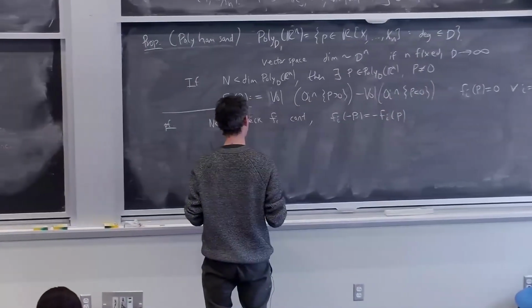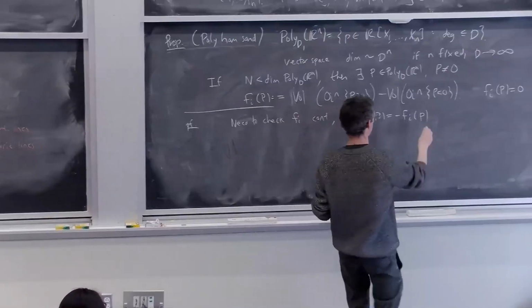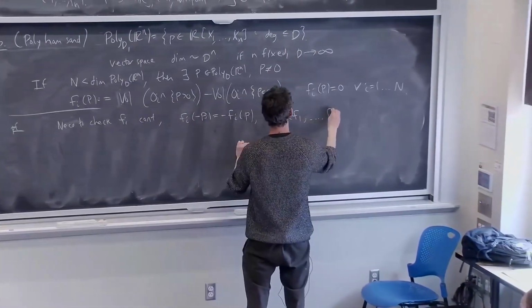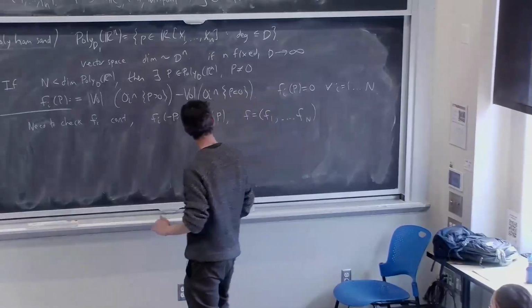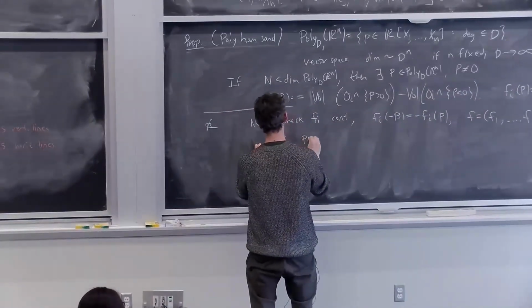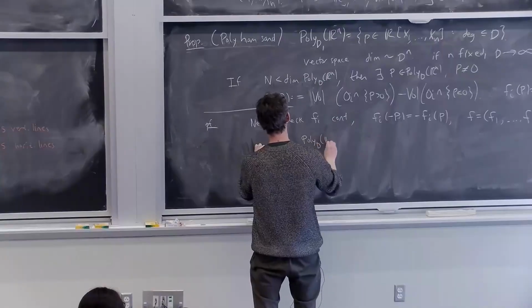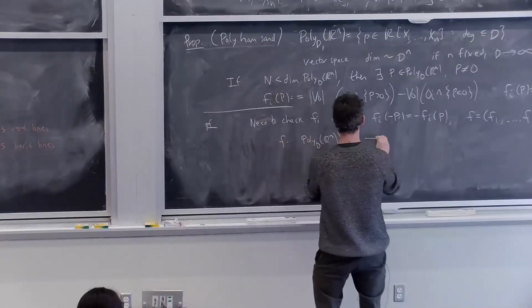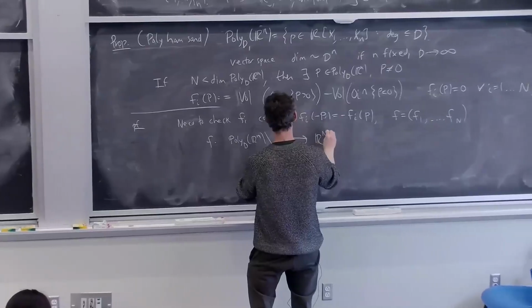And now f is going to be f1 up to fn. Now f is a map from where to where? F is a map from polynomials of degree d on Rn, take away 0, to Rn.